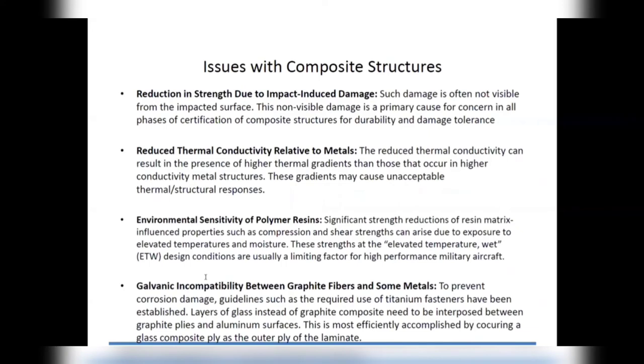So continuing with the issues with composite structures, there is this concern of reducing the strength due to impact-induced damage. The issue with composite structures is often that you may not see this damage, because usually the surfaces tend to be dark and it may not be visible. You can impact the surface, but beneath you could have extensive damage. This non-visible form of damage is a primary concern in all phases of certification of composite structures for durability and damage tolerance in aircraft, launch vehicles, and spacecraft.